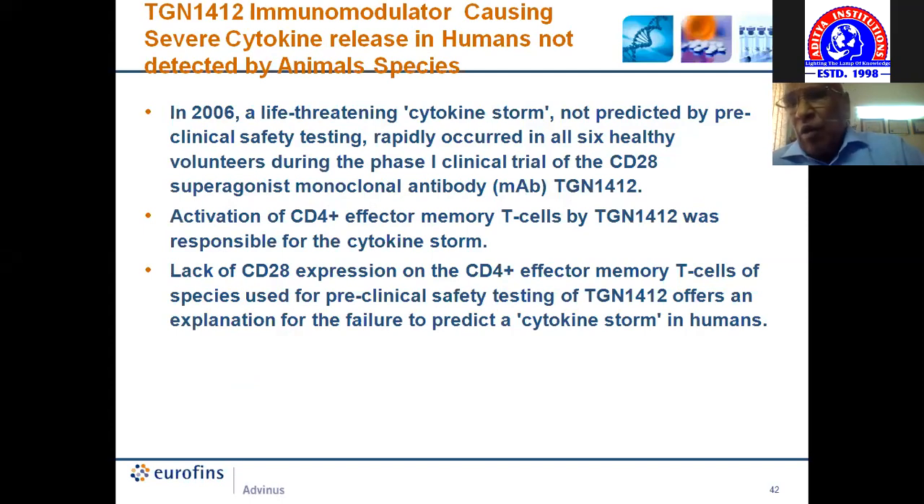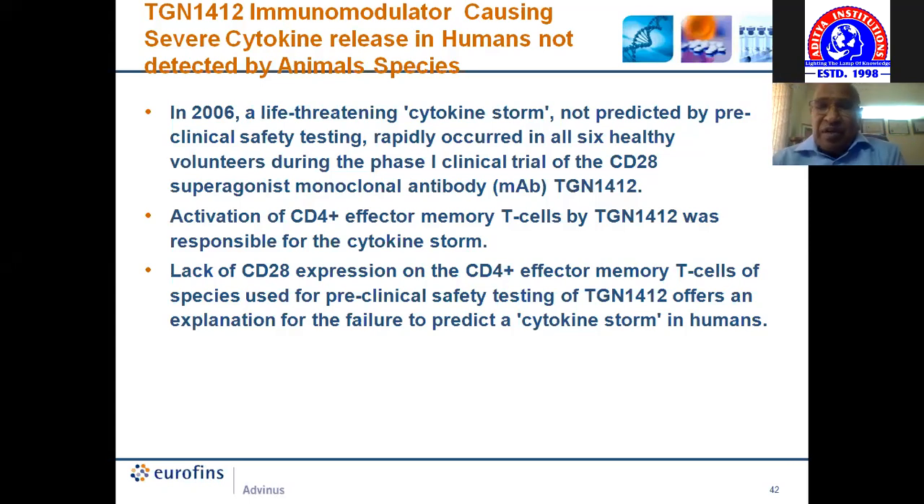Okay, now I'm coming to an example. This is a very classic example that happened in 2006, which is a drug called TGN-1412. It is a monoclonal antibody, anti-inflammatory drug. The drug company had done extensive studies in rats, dogs, monkeys, every study. It had gone through all the reviews. It had gone to the agency, the EMA in England, and they approved it. They approved it as safe.